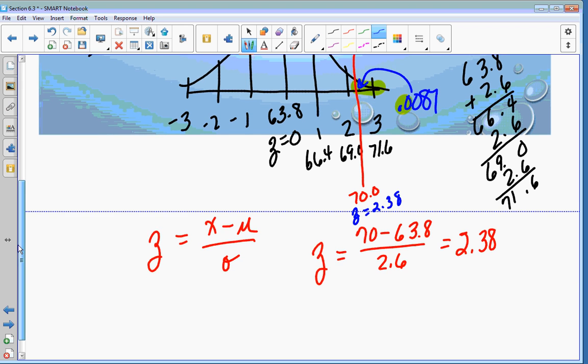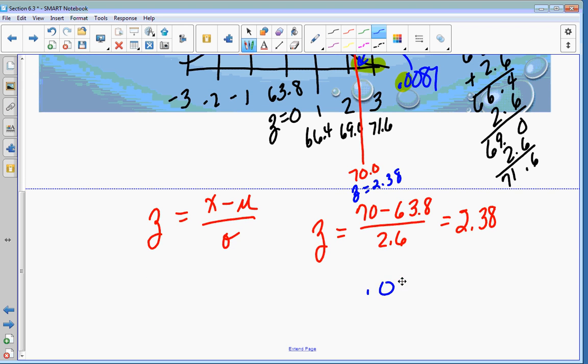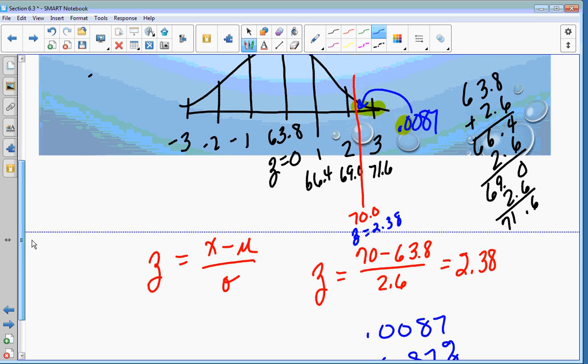That means there's 0.0087. And if I put that in percent, it's 0.87%. There's less than 1% of the women that are tall enough to be in this Tall Clubs International.